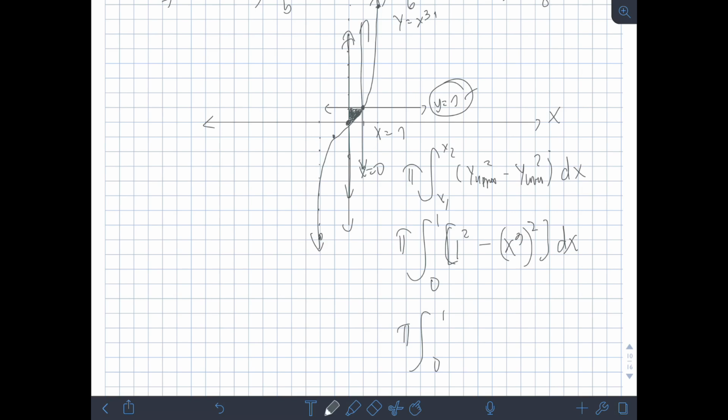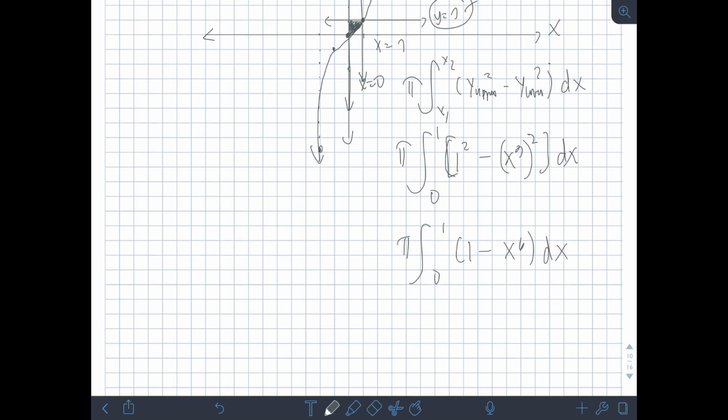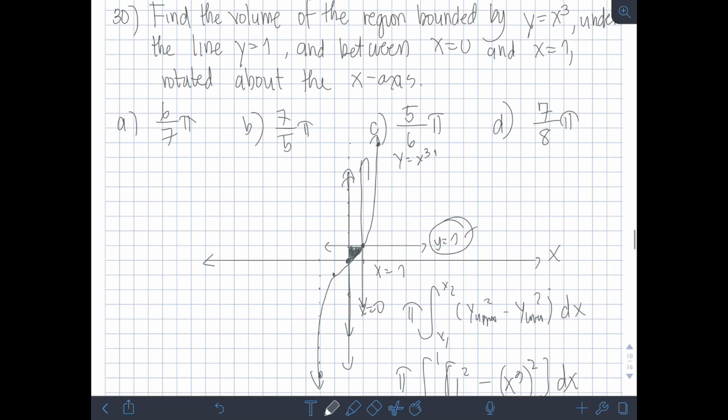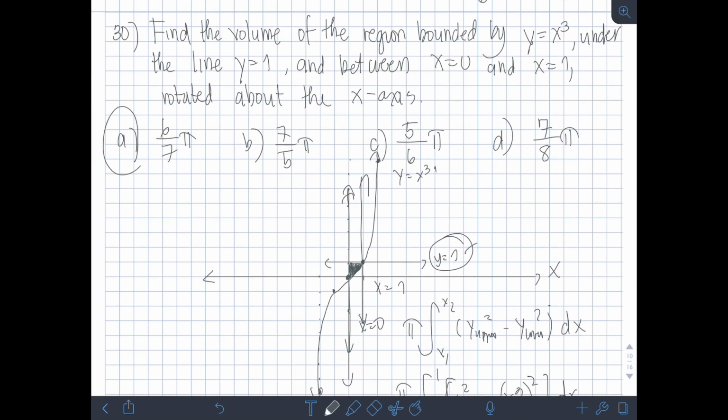Let me simplify first. 1 minus x cubed squared is 1 minus x to the 6, dx. If we use the power formula, we have pi times x minus x to the 7 over 7 evaluated from 0 to 1. Or you can just use a calculator. We get that the volume here is 6 over 7 pi. Okay? So, therefore, the answer is letter A.